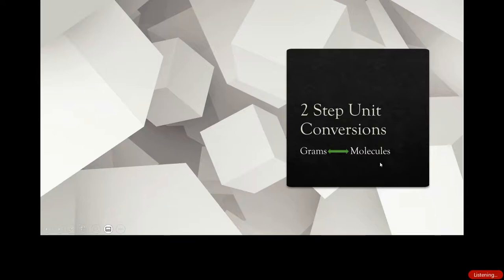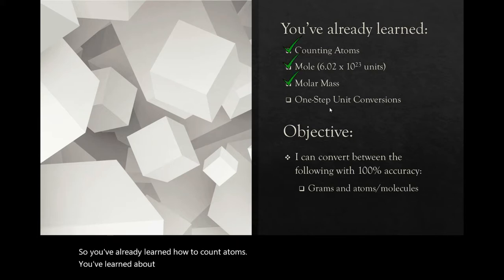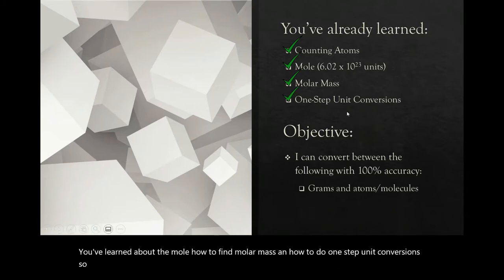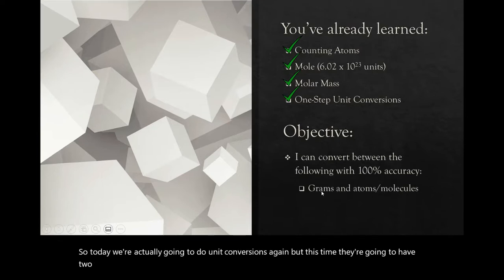In this video, we will be looking at two-step unit conversions. So let's get started. So you've already learned how to count atoms. You've learned about the mole, how to find molar mass, and how to do one-step unit conversions. So today we're actually going to do unit conversions again, but this time they're going to have two steps, and we're going to convert from either grams to atoms or molecules, or atoms or molecules to grams.